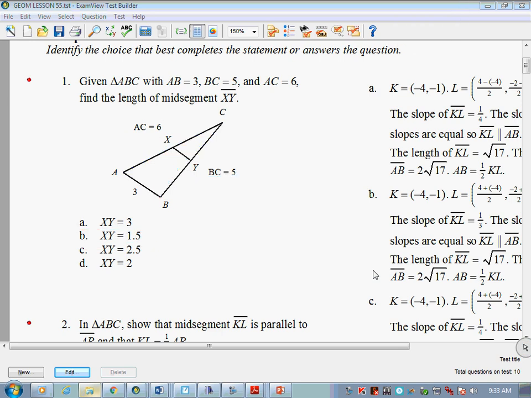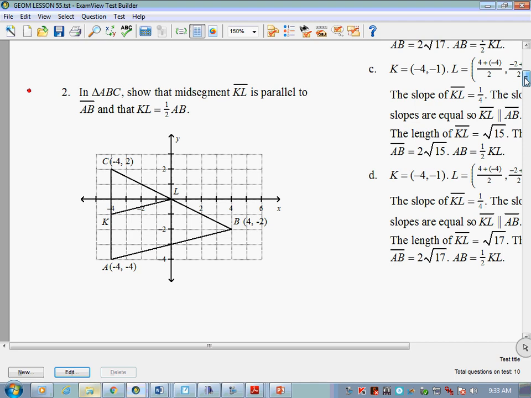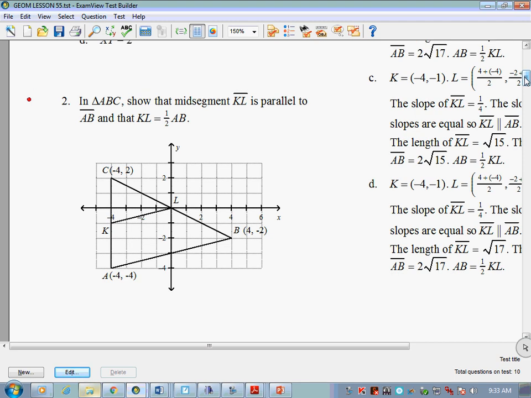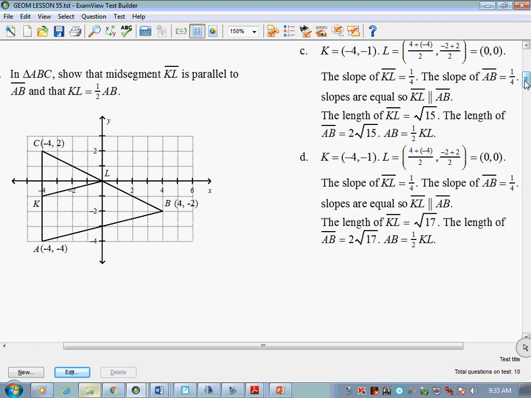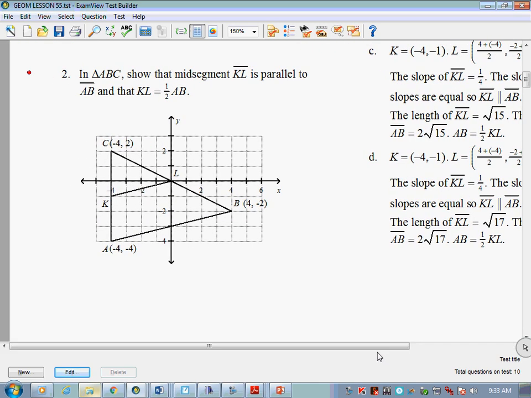Let's move on. Let's try another one. Number 2. In triangle ABC, show that midsegment KL is parallel to AB and that KL is 1/2 of AB. What you're seeing here for the answers is everything that shows up on this right-hand side. So there's a lot of information there. Let's see what we can do on our own without going to all that different information. If I want to show that midsegment KL is parallel to AB, how do I show that two things are parallel? Two lines are parallel. Brady.